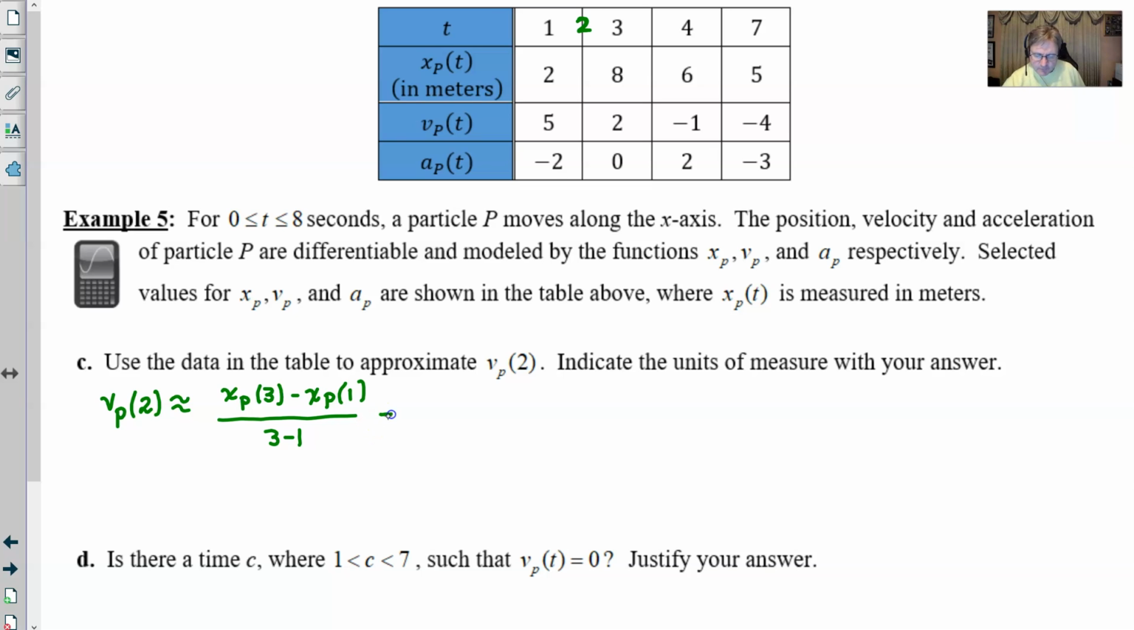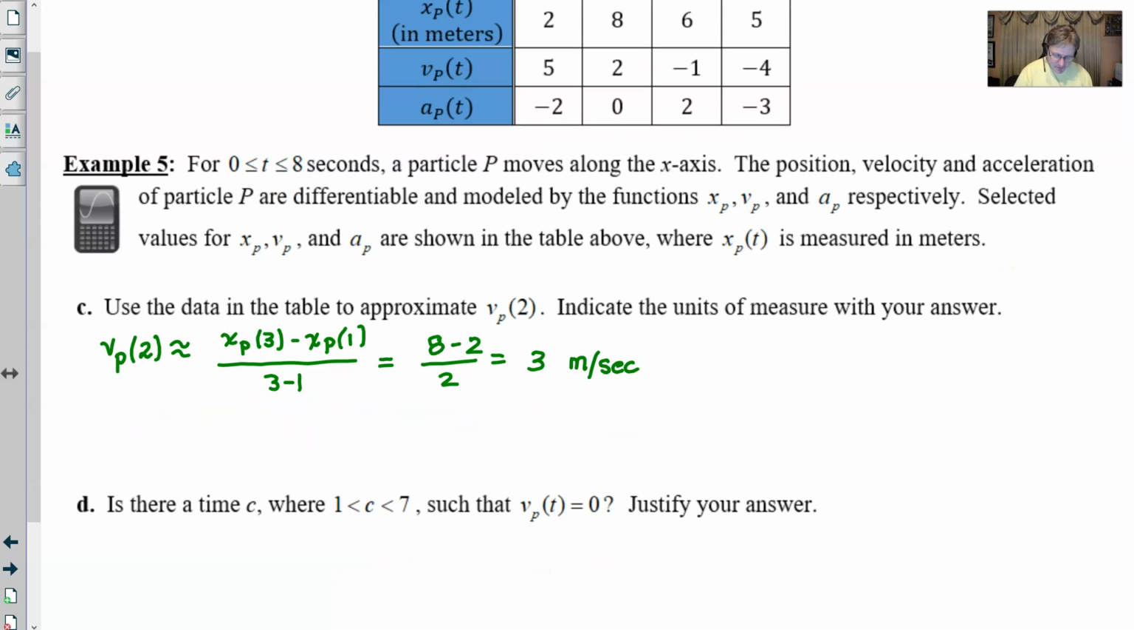You would not receive full credit until you extract the values from the table, which in this case, I would have 8 minus 2 over 2. And if you want to go ahead and simplify this, this would become a 3. Now, this would not earn the full credit for the answer until I put the units of measure. And because the position is measured in meters and the time is measured in seconds, I have meters per second. And that's all that you've got to do for part C.